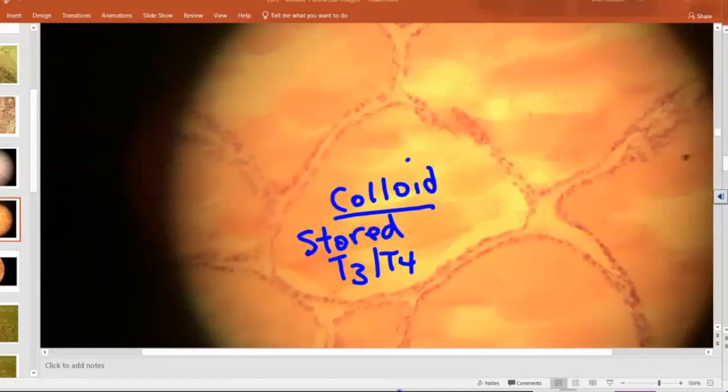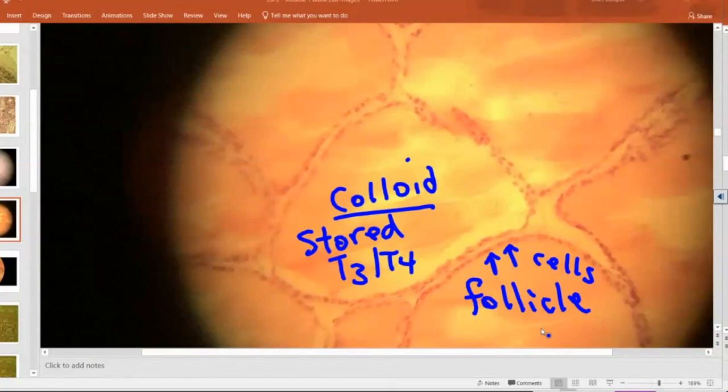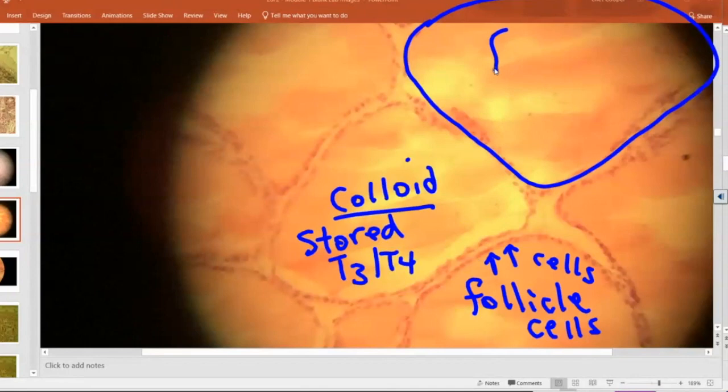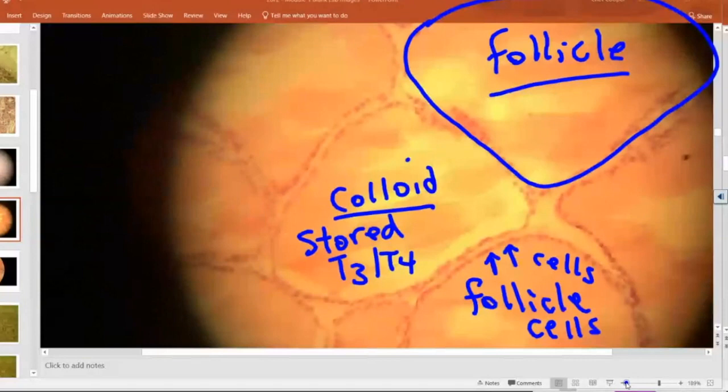What are the name of these cells? Yes, follicle cells. What is the name of this whole thing? Yeah, and I'll just tell y'all, there'll be more than one question. I'll know that you know it's a thyroid. You don't have to put the word thyroid on the follicle. You can call it a thyroid follicle. It's totally acceptable just to call it a follicle.